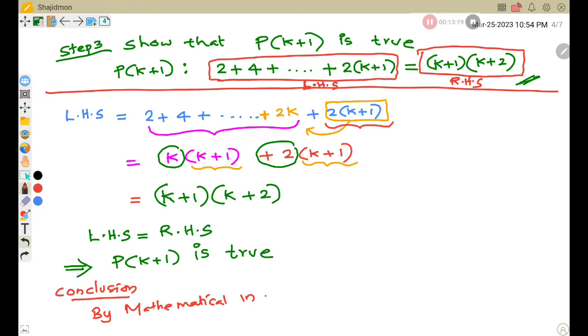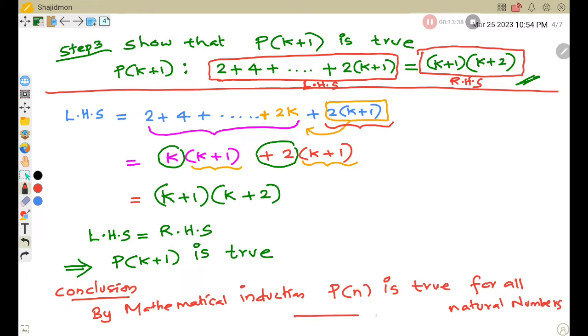By mathematical induction, P of n is true for all natural numbers, correct? This is what mathematical induction is. First we check P of 1 is true. Then assume that P of k is true. We have to prove that P of k plus 1 is also true. Then we can conclude by mathematical induction that the statement is true for all natural numbers.